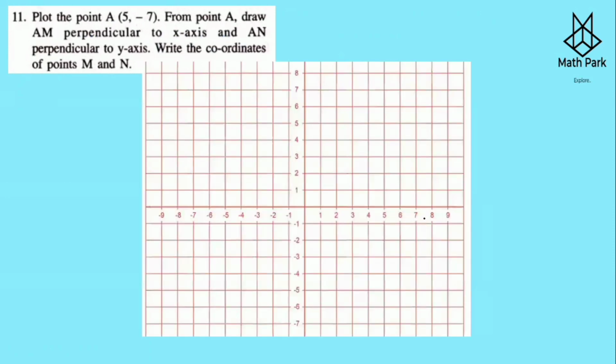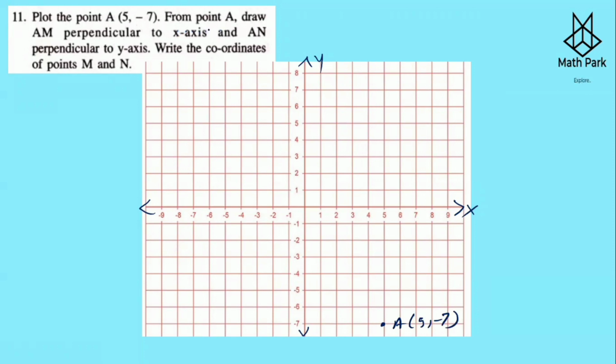Moving to question number 11: plot the point A (5, -7). From the point A, draw AM perpendicular to the X axis and AN perpendicular to the Y axis. So this is your X axis and this is your Y axis. Let us plot the point A (5, -7). So this is your point A, which is (5, -7).